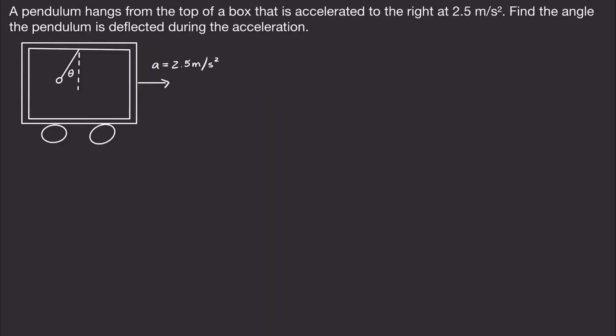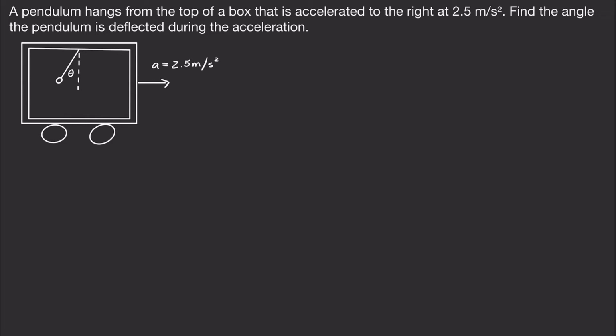So in this next problem, we have a pendulum that hangs from the top of a box that is accelerated to the right at 2.5 meters per second squared. And we want to find the angle that the pendulum makes when it is deflected during this acceleration. Okay, so you probably know, if you've ever been in your car and you've had something hanging from the rearview mirror, if you step on your accelerator and you start to accelerate, something might bend closer towards you. It may bend in the opposite direction that you're accelerating, kind of like your car is trying to go out from under it. And so we want to see if we can find this angle.